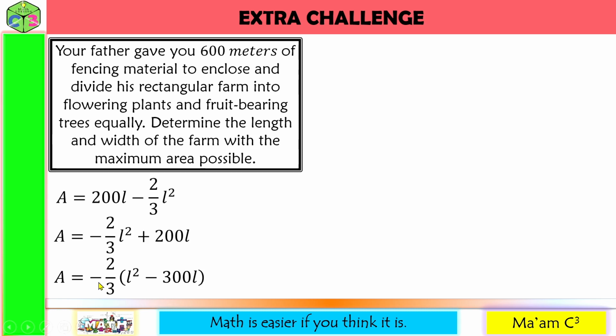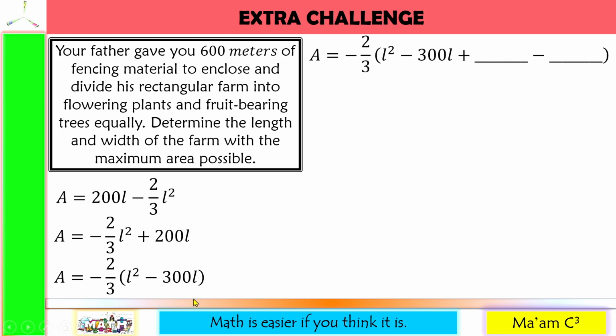Let us do quick checking. Negative 2/3 times L squared is negative 2/3 L squared. Negative times negative is positive. 2 times 300L is 600L. 600L divided by 3 is 200L. So this is correct. Now, notice that the numerical coefficient of my quadratic term is just 1. And I have here a linear term. So I can do now completing the square.